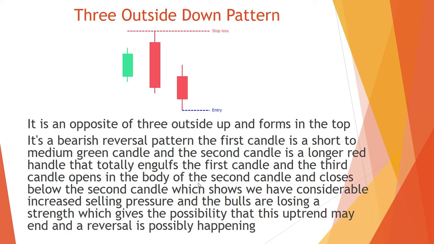The 3 outside down pattern is the opposite of the 3 outside up, and it forms at the top. Okay, it's a bearish reversal pattern. The first candle is a short to medium green candle, and the second candle is a long red candle that totally engulfs the first candle. The third candle opens in the body of the second candle and closes below the second candle, which shows a considerable increase in selling pressure, and the bulls are losing their strength, which gives the possibility that this uptrend may end and a reversal may open.